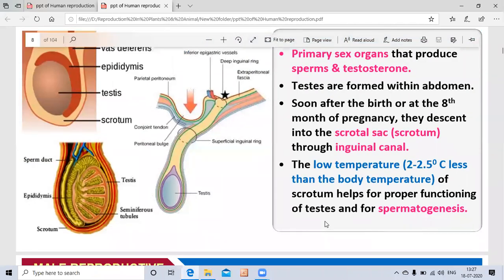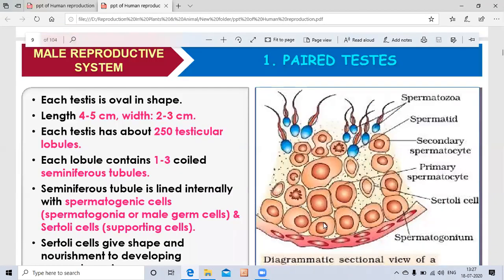This is the paired testis. Each testis is oval in shape. The length is about 4 to 5 centimeters and the width is about 2 to 3 centimeters. Each testis has about 250 testicular lobules.